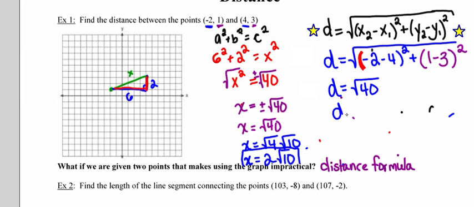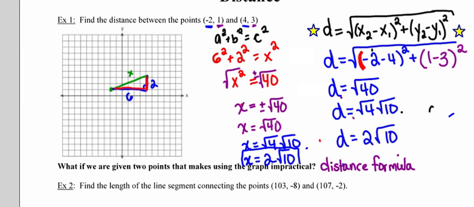And I'm going to simplify this exactly the same as we did when we used the Pythagorean Theorem. 4 is the largest perfect square that will go into 40. It goes in there 10 times, making our distance 2 square roots of 10. And again, you want to remember, always simplest radical form unless you're told otherwise.